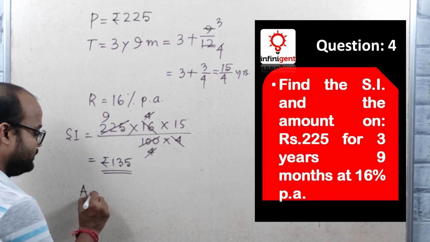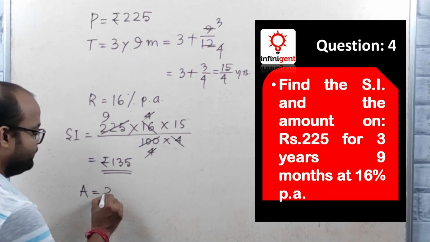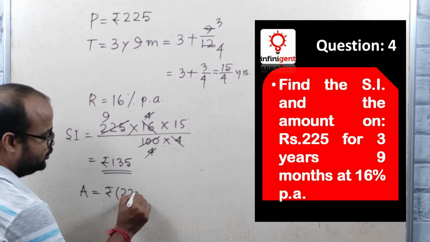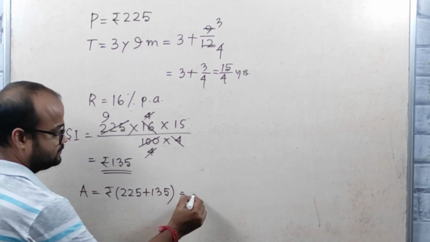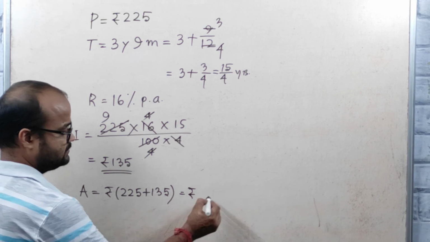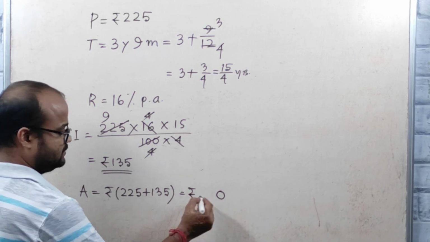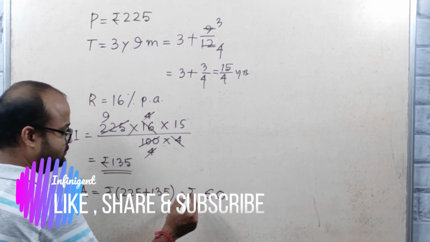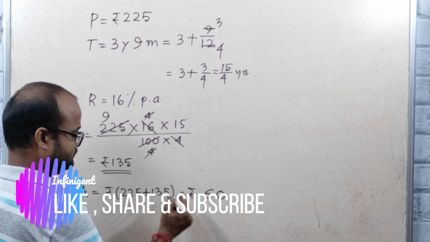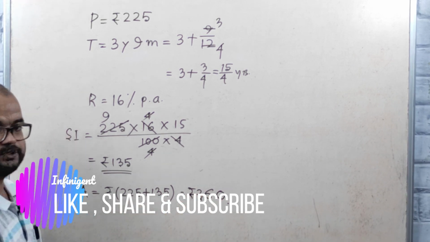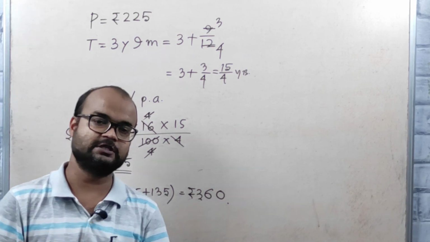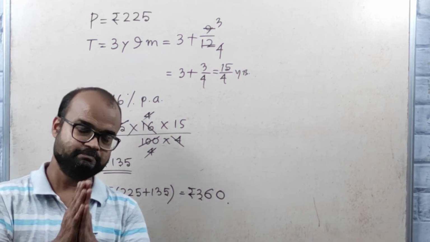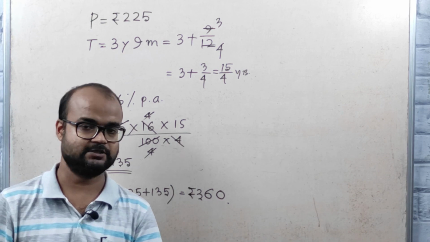So amount will be equal to rupees 225 plus 135. If you add, $360. So in the next part, I am going to discuss some more problems based on simple interest. Thank you.